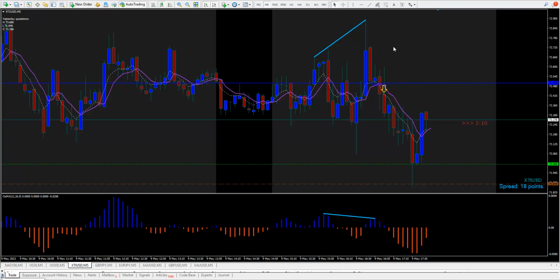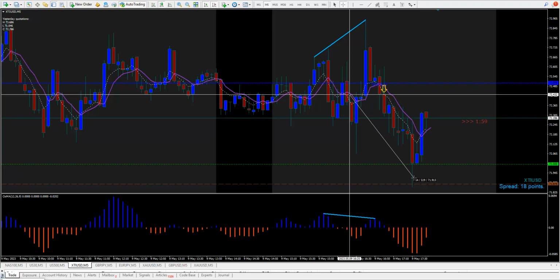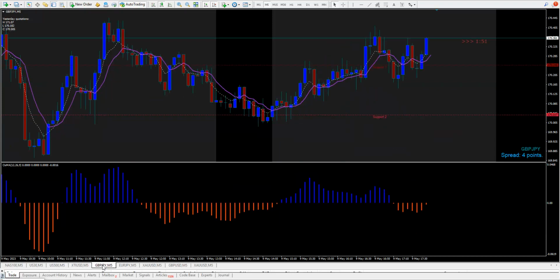So anyway, if you would have got short here, your stop would have been up here, 50 pips. Did we get 50 pips? Wow, we got 50 pips, ladies and gentlemen. That's pretty good. That's oil we're looking at. Very choppy, okay? Now, let's look at the pound yen.